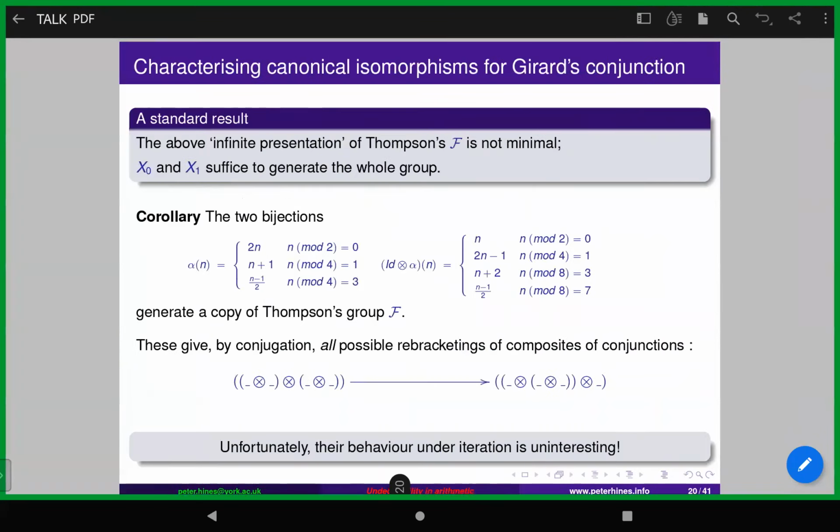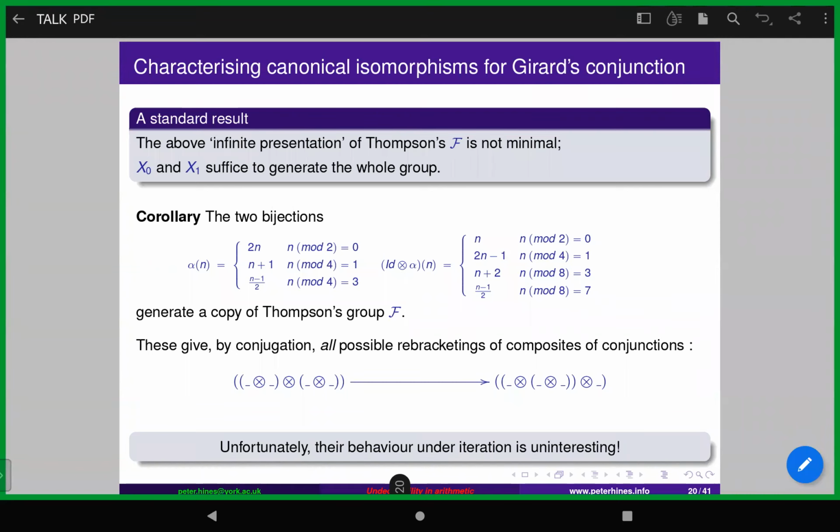Okay, so one final point about this is that this presentation of Richard Thompson's group, although it's the most natural one, is not minimal. And we know that the first two generators in the sequence are enough to generate the whole group. So we can give them explicitly here: 2 bijections generate a copy of Richard Thompson's group F. And if we look at composing, these give all possible ways of rebracketing our composites of conjunctions.